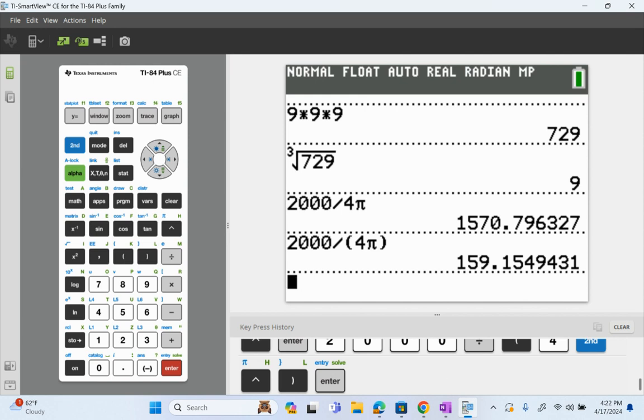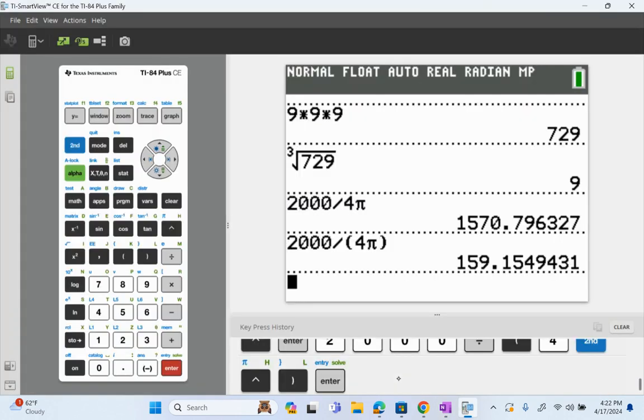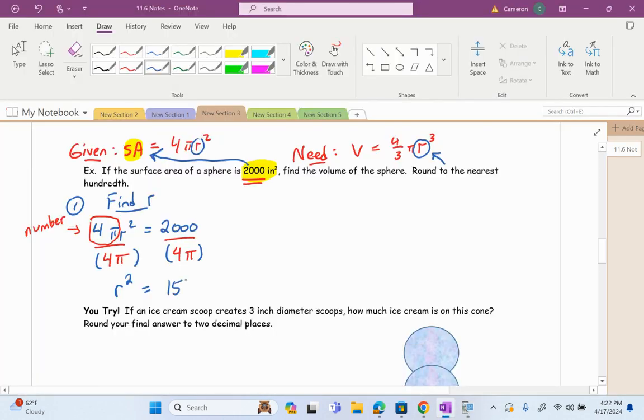Just like we've been using in previous chapters, we're going to continue the calculation. So I'll round it on paper for now. Okay, so r squared is 159.155. But I'm not using that on my calculator. I'm going to use the full decimal when I keep going.